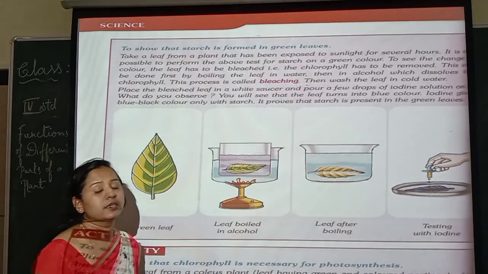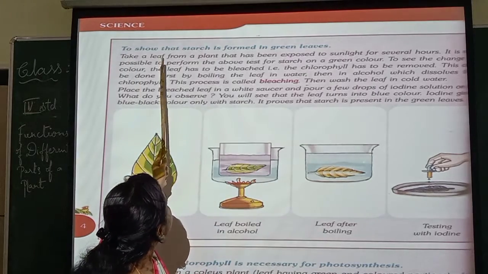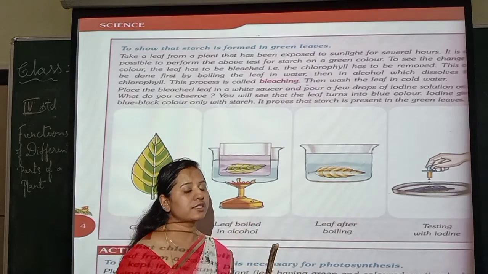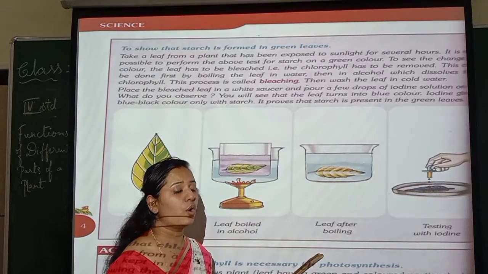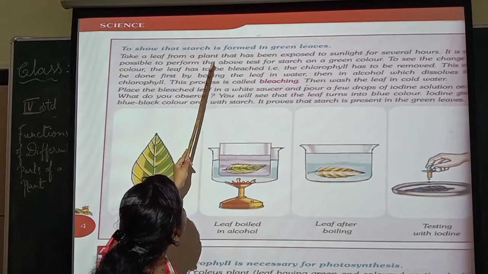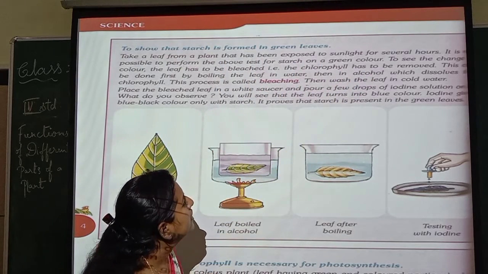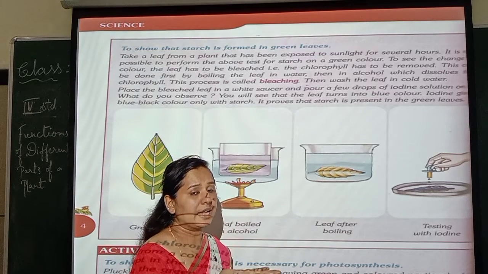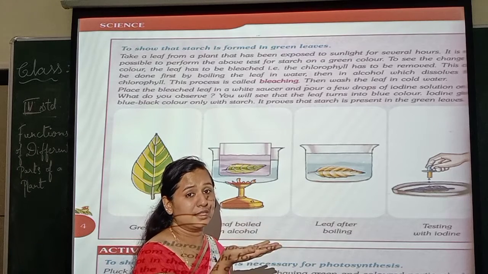Okay, good morning. In the previous class, you all saw the video showing that starch is formed in green leaves. Take a leaf from a plant that has been exposed to sunlight for several hours. Take one green leaf and expose it to the sunlight for several hours, so that you can see the changes in that leaf.